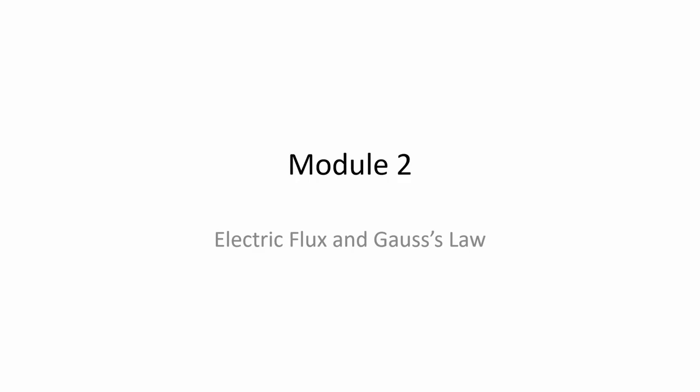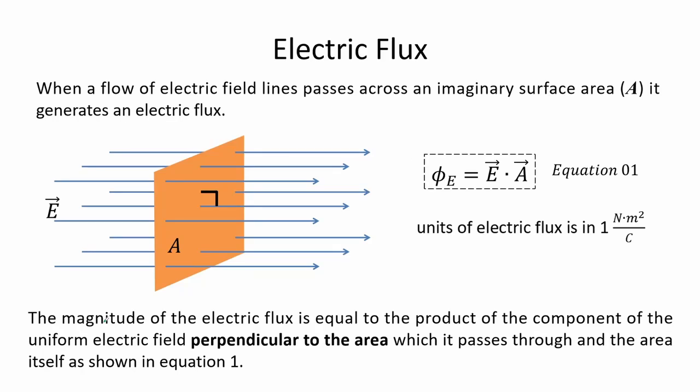In this module we will discuss electric flux and Gauss's law. Electric flux happens when a flow of electric field lines passes across an imaginary surface area. Electric flux can be written as a function as shown in equation A.